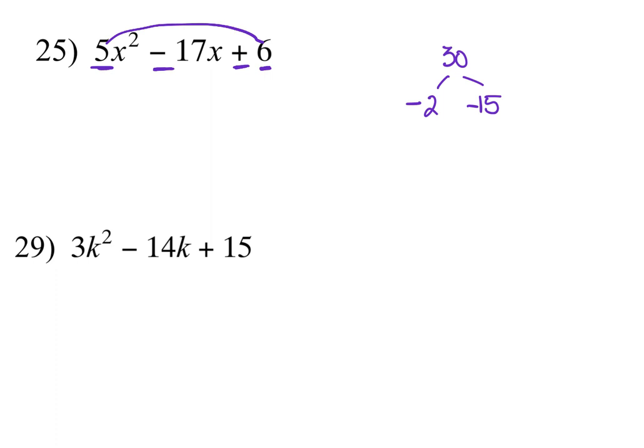And now my process is to rewrite it. So I am going to take this and I'm going to rewrite this middle term using the 2 that I put right here. And don't forget you have a variable there to get that 17x. So the 5x squared stays exactly the same. I'm going to rewrite it to minus 2x and minus 15x, and then the 6 will stay the same.